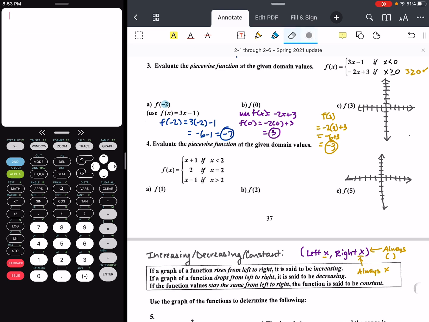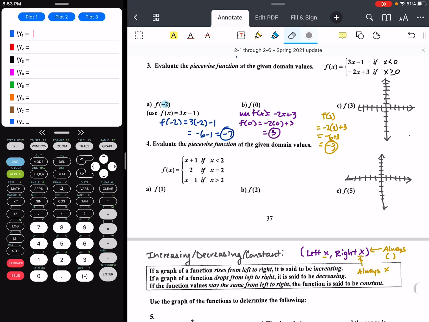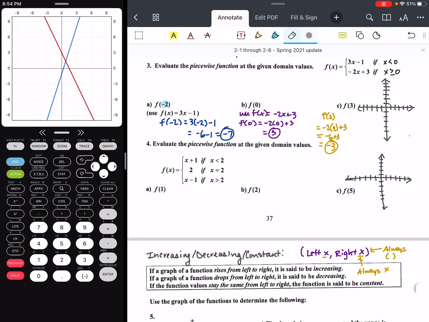All right, now what would a graph of a piecewise function look like? These are just examples of evaluating the function at different x values. So what would our graph look like? So for number 3, if you want, you can go to your graphing calculator, and for y1, we can put in 3x minus 1, and then use the down arrow to go to y2, and we can put in negative 2x plus 3. Just to see these two graphs. So 3x minus 1 is this blue line that we see on the screen, and then negative 2x plus 3, that's the red line that we see on the screen.